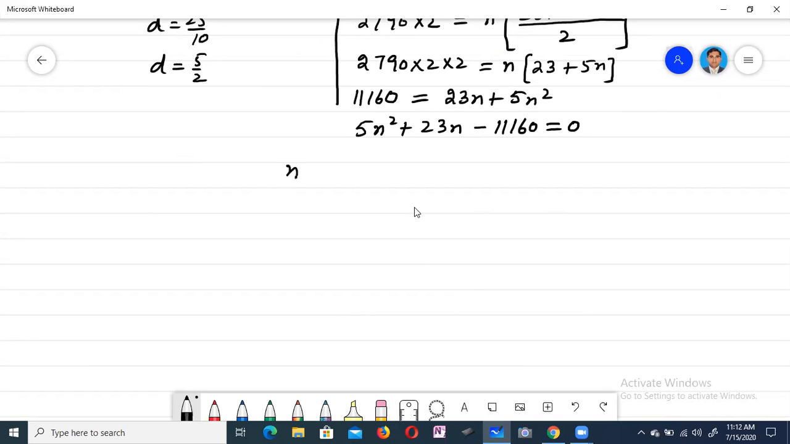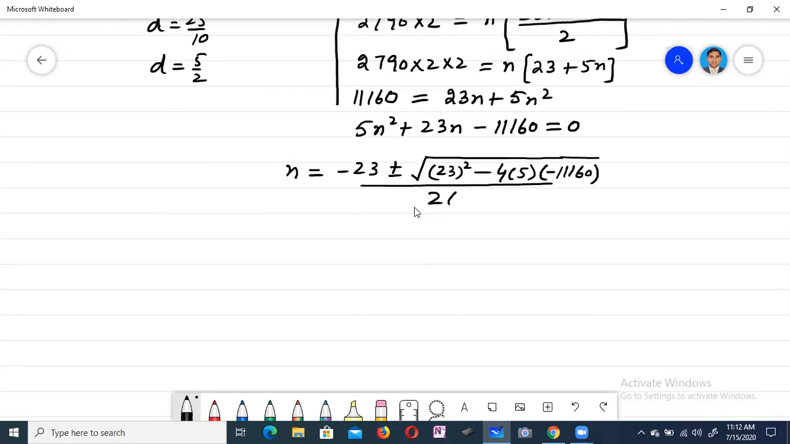Quadratic formula is easier. Okay, direct we can use here. Minus b. B is minus 23 plus minus. Now after that is b square. B square is 23 square minus 4 into a is 5 and c is minus 11,160 divided by 2a. 2 into a is 5.